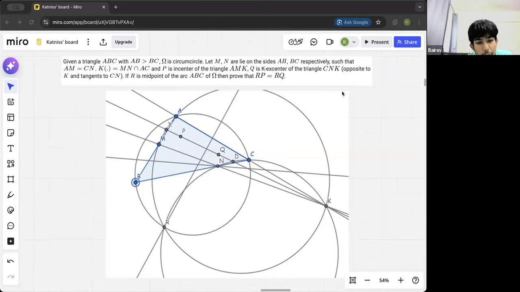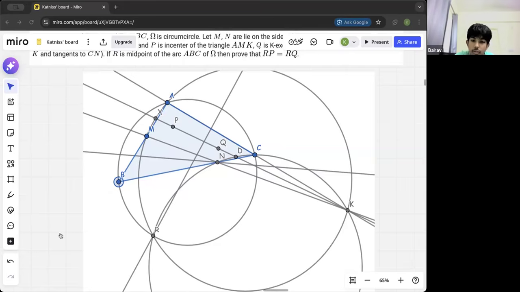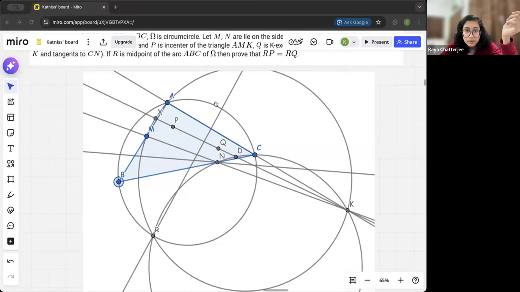So could Q be in the center of ANC also? Q could be in the center of ANC also. It looks like that. AMC. No, ANC. Okay. Let's see, I'll just GGB it. ANC, you say. Wait, no, sorry, I don't think it is. Let me just check. No, it is not. It doesn't lie on the bisector. Yeah, it looks like that.